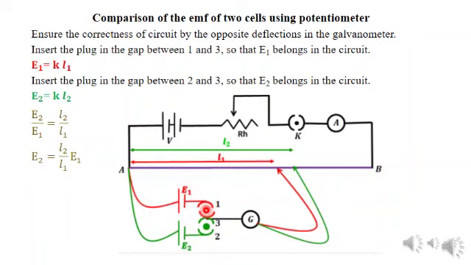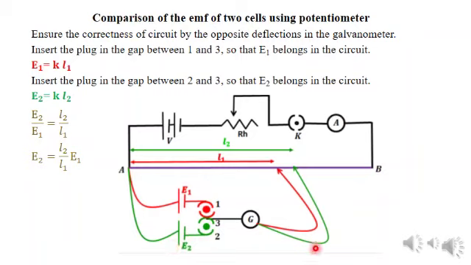Here, this is the double way key. Its advantage is if we close only the gap between 1 and 3, only the cell having EMF E1 is included in the circuit. Instead of this, if we close only the gap between 3 and 2, only the cell having EMF E2 is included in the circuit.